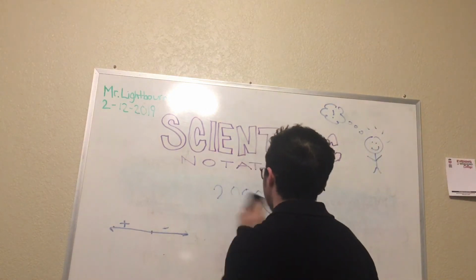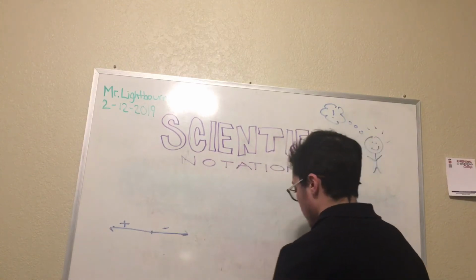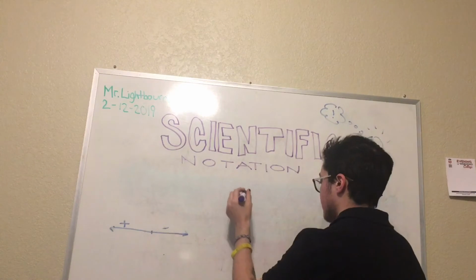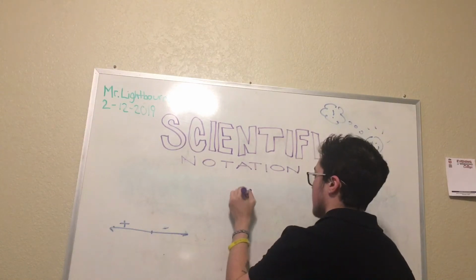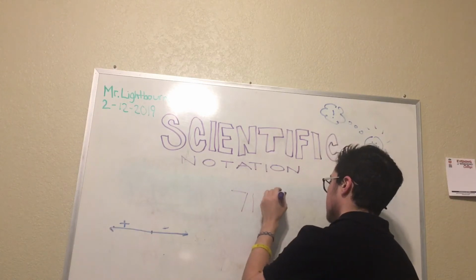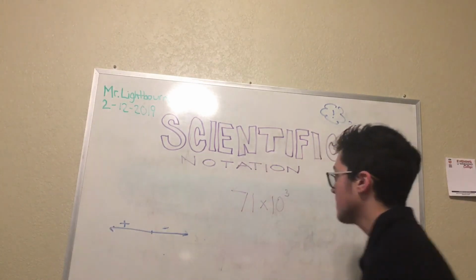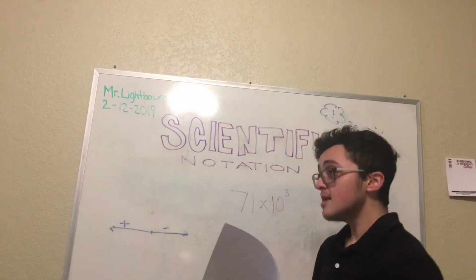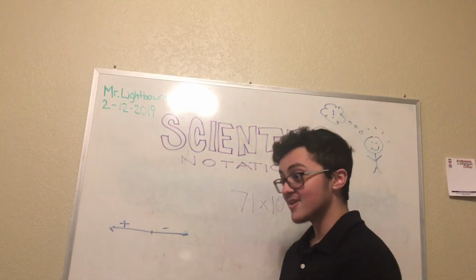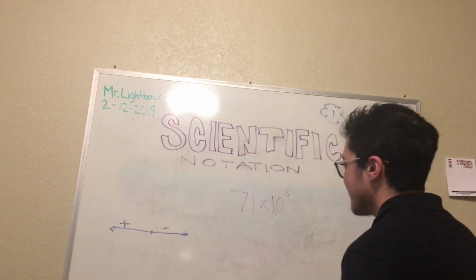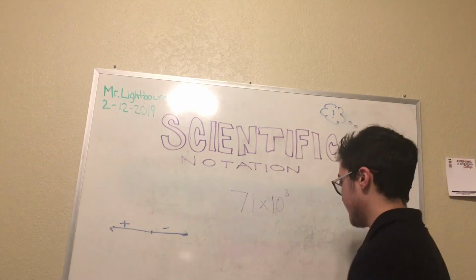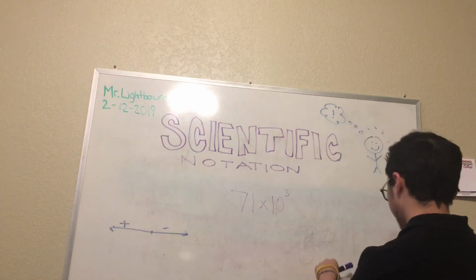So, what if I were to ask you this? Look at number 8. 71 times 10 to the 3rd power. Probably telling me, Mr. Lightboy, that number's already in scientific notation. I don't know what you want from it. But sometimes we want to look at the actual number. And in order to do that, what do you think we have to do?